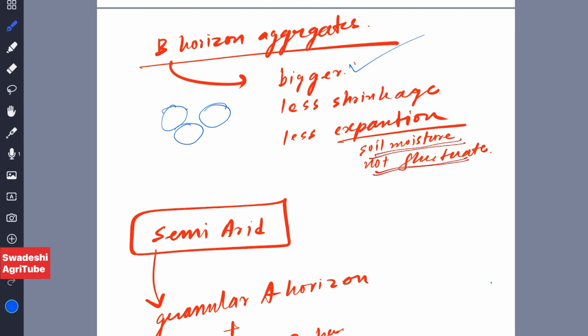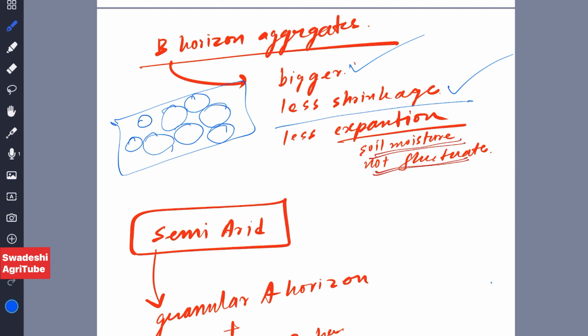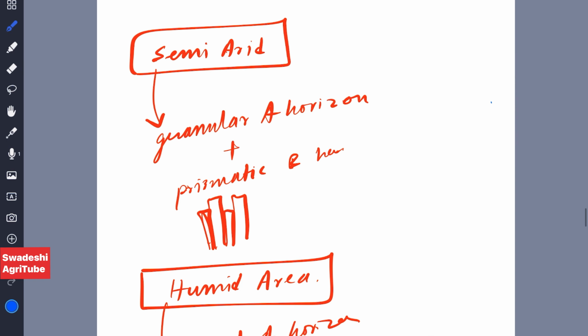As they are bigger, they have less pore space, that means they are not prone to shrinkage, that's why it is called less shrinkage. And in case of B horizon, there is less fluctuation of soil moisture, that's why there will be less expansion. Okay, and another two important points are the differences between the soil structure of the semi-arid and humid region.